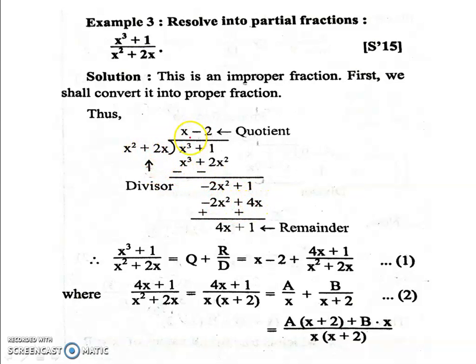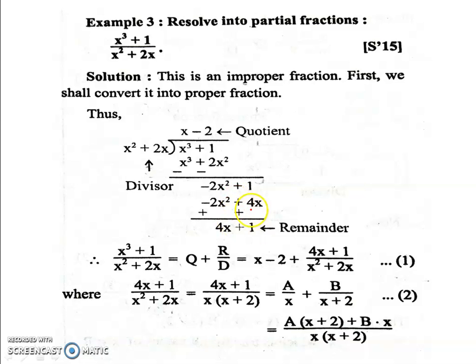Minus 2 into x square is minus 2x square. 2x into minus 2 is minus 4x. Plus 1 is there. Minus 2x square we have to change the sign as per the division rule. This will get cancelled. So minus 4x plus 1 is the answer.